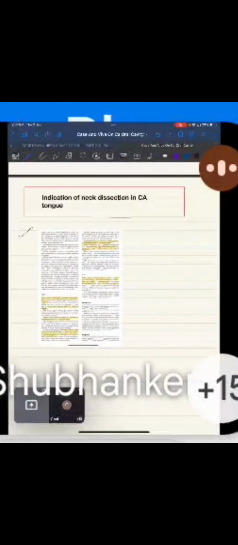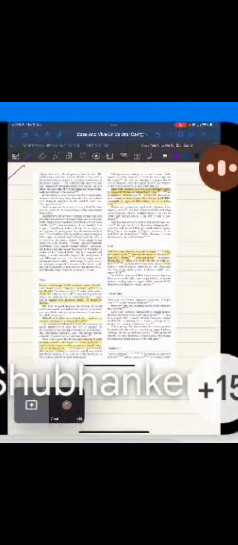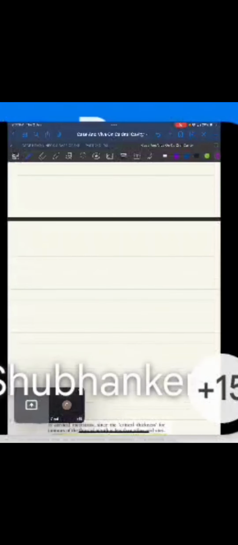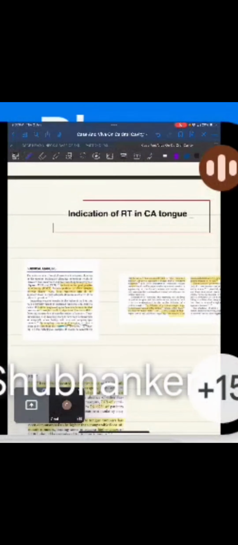Indications of neck dissection in CA, I'll not mention the theoretical. Similarly, for unilateral, you have to say that in all cases we will do unilateral neck dissection of the side, and in case the tumor growth is reaching the midline, then bilateral neck dissection will be done. Okay, so this data has been done. Then comes this data. This has already been done.